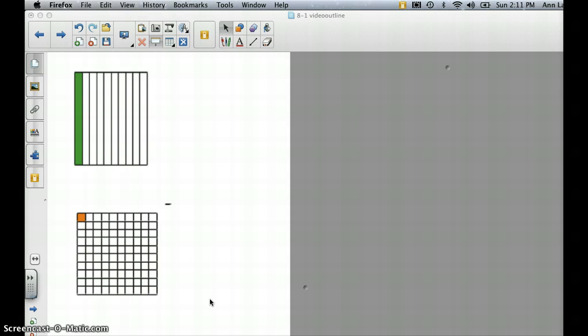The top picture here is split into 10 equal columns, so we would call each one of those a tenth, which you already know about. Then the next one, you can see they've taken each column and split them into 10 sections again. So there are 100 little squares in this drawing, so therefore each one would be a hundredth.